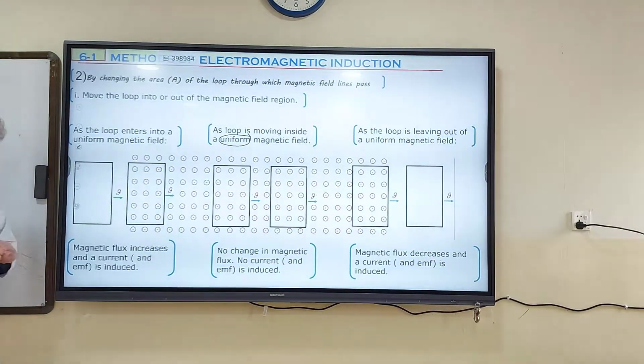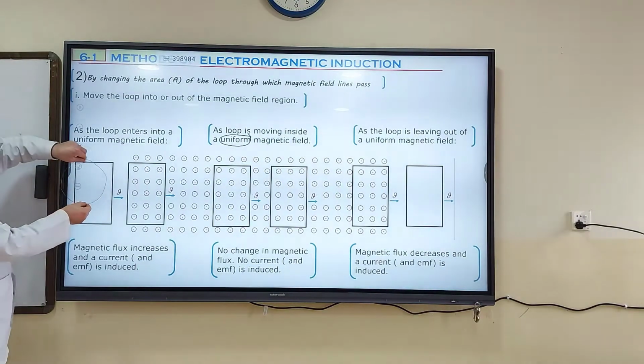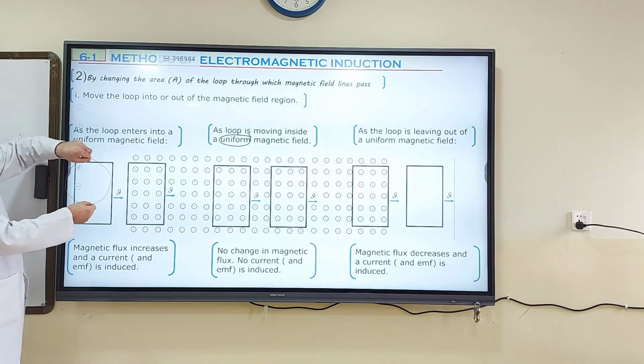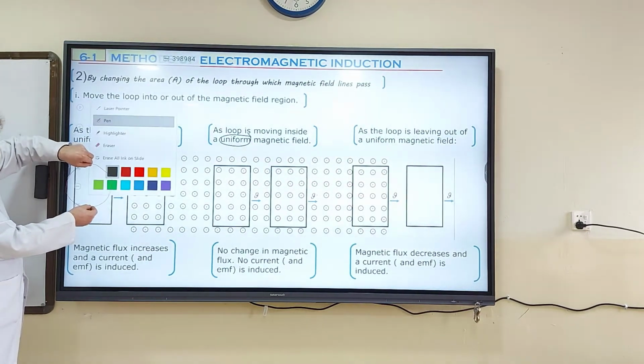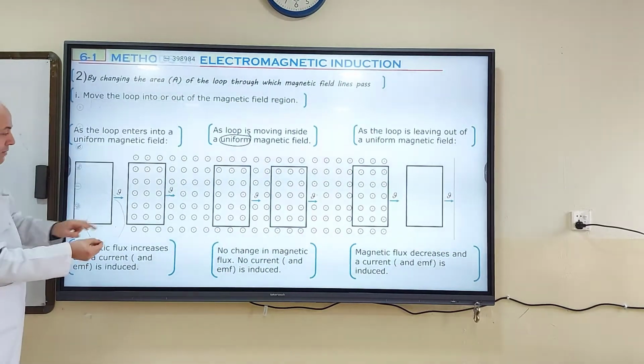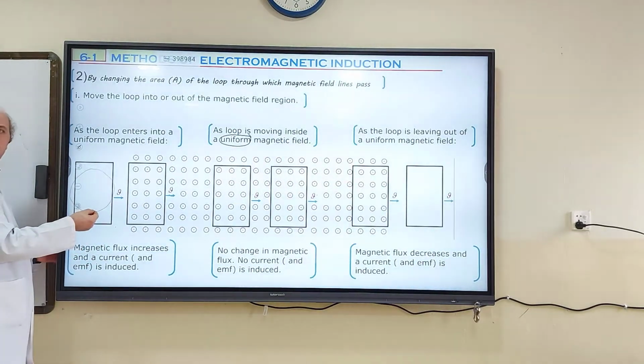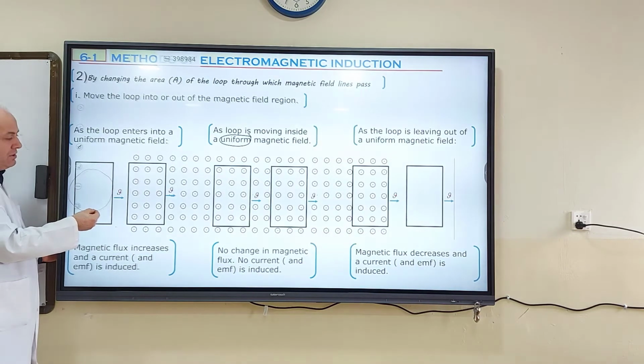Okay, now I'm going to hold the loop first outside the magnetic field region. So are there any magnetic field lines crossing the area? No. So no magnetic field lines are crossing the area. Magnetic flux is 0 now, isn't it? It is 0. Okay, now I will take this loop into the magnetic field.